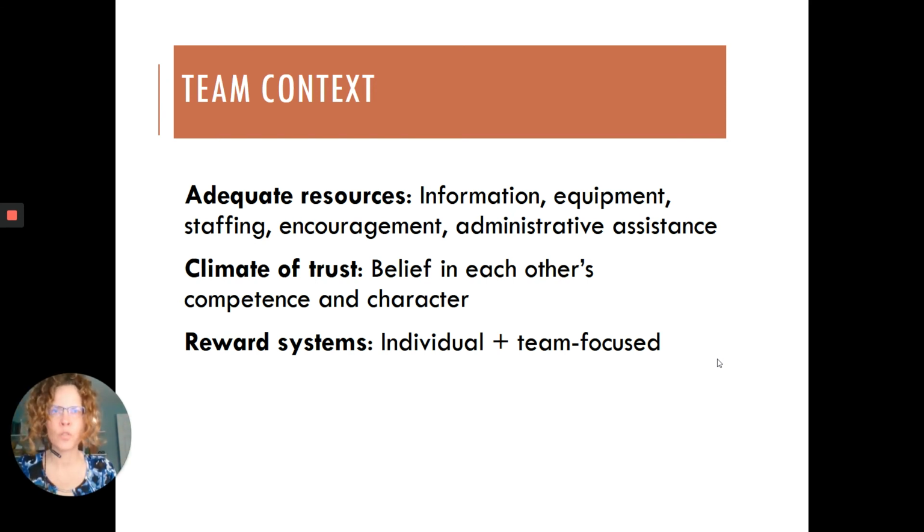They've got to have resources. Remember when we talked in chapter 5 about motivation, we said that performance is a function of motivation times ability times, there was that environment piece, which included resources. In order for teams to be highly effective, they've got to have the resources they need. Information, the equipment, the staffing, the encouragement, the admin assistance, all of that. Everything that helps them to do what needs to be done.